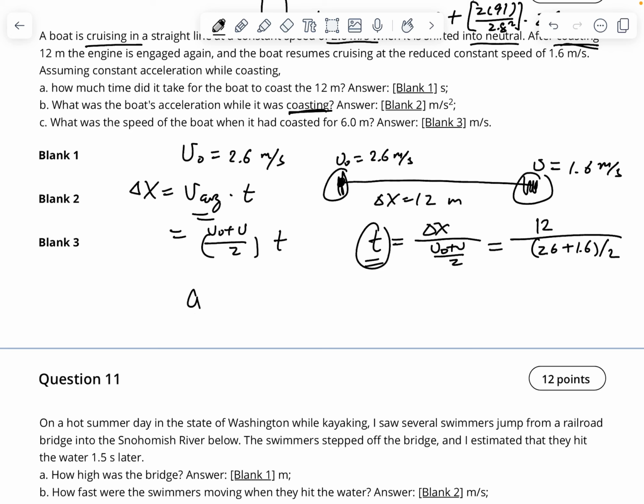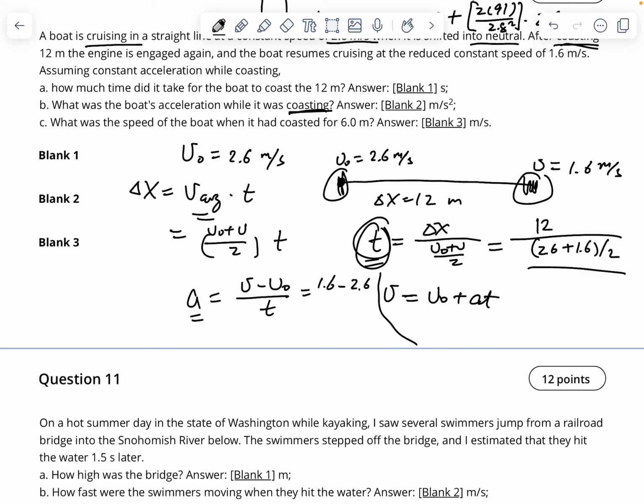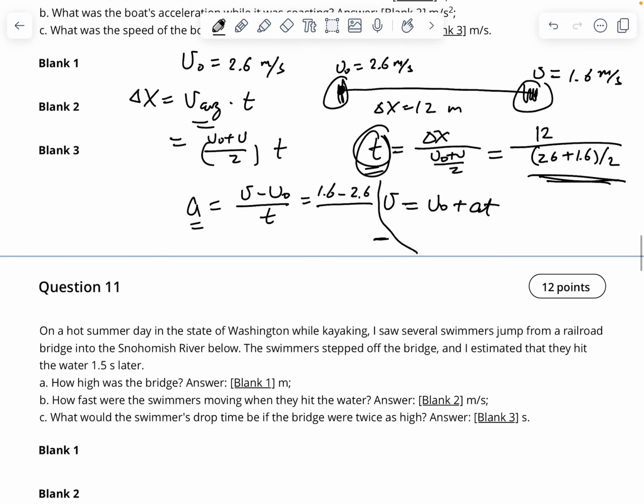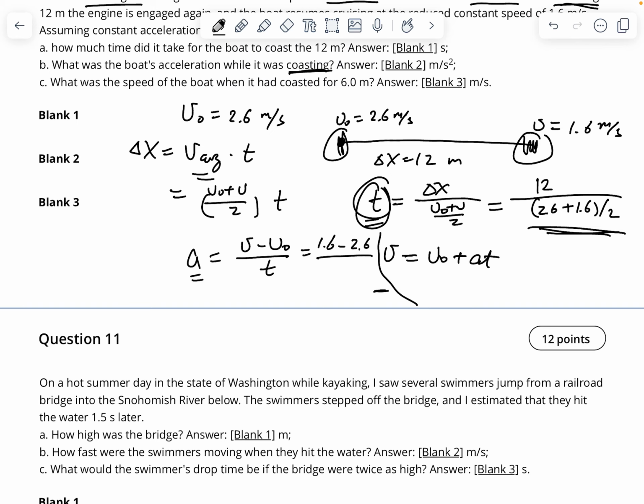So the equation we use here is v equal to v naught plus at. So a equal to v minus v naught divided by t. So here's the time we already figured out, and then we can figure out acceleration. Because we know v equal to 1.6, v naught is 2.6, right? Divided by whatever time we got here. That's acceleration. Remember, this is negative acceleration. That's why you slow down. Third one. What was the speed of the boat when it had coasted for 6.0 meters?